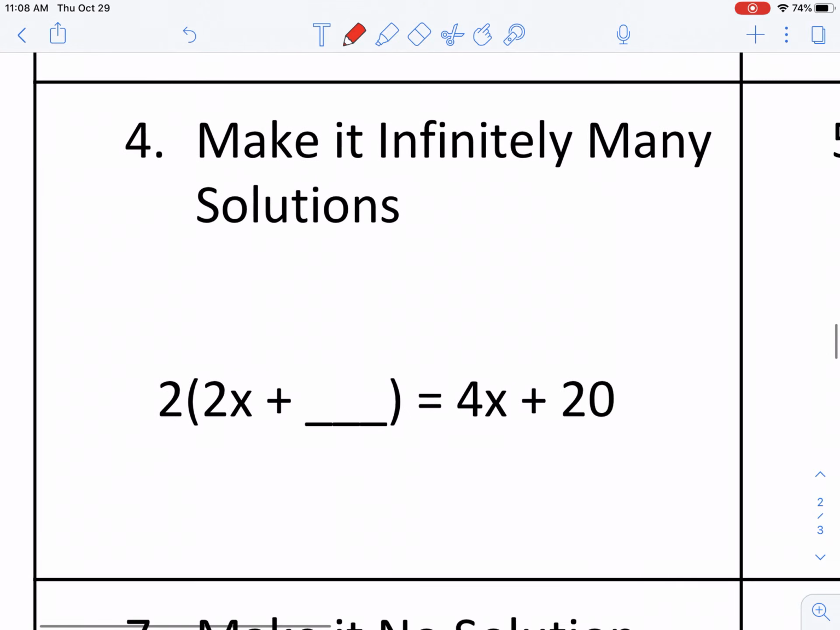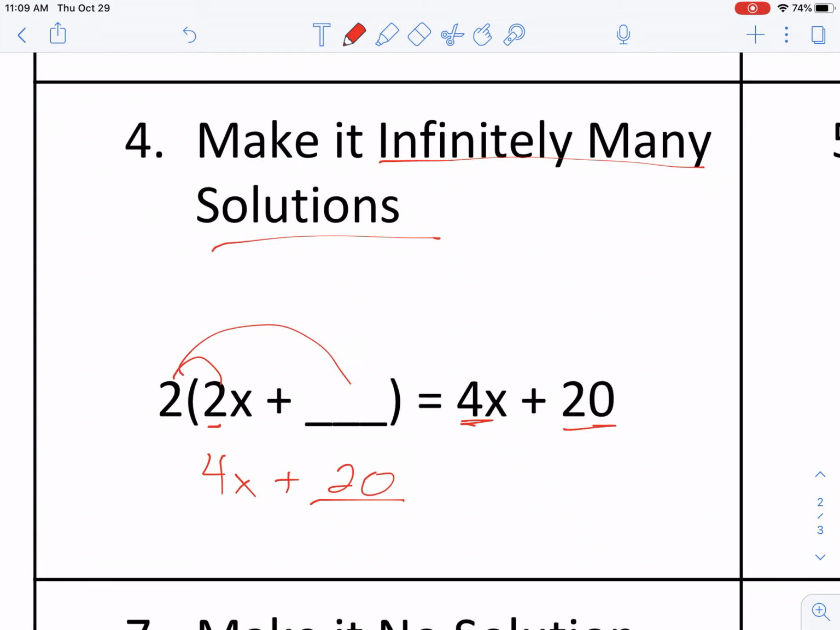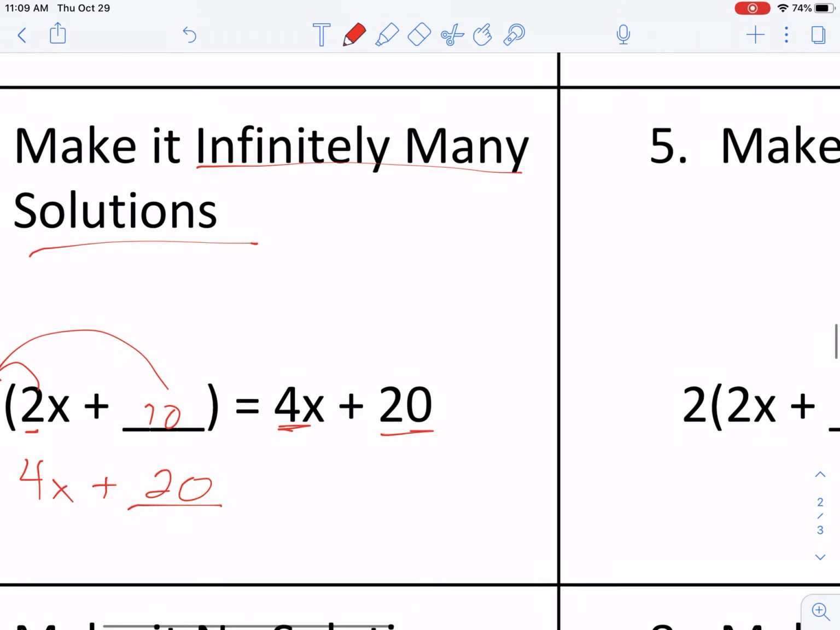Again, when we look at this, we want it to be infinitely many solutions. So I got to look and see 4 and 20. So 2 times 2 is what I'm going to get here, so that this becomes 4x. Plus, I need this to be 20. So 2 times what gives me 20? Well, the answer is 10. And then it will become infinitely many solutions.